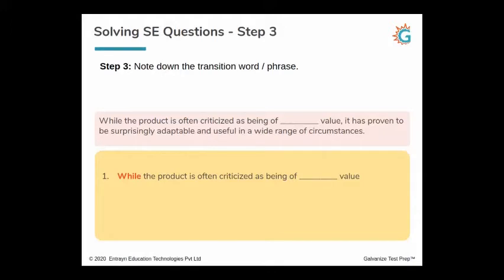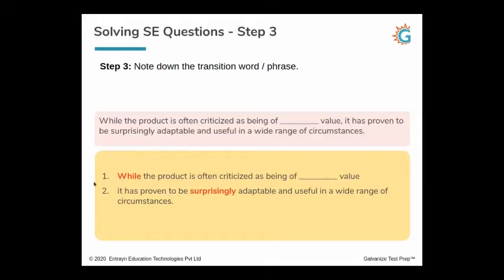Now, while the product is often criticized as being of blank value, there is a contrast word here. It has proven to be surprisingly adaptable and useful in a wide range of circumstances. Now, there is another contrast word here, surprisingly. That is, we were expecting something and we were surprised to find that something else was happening. That's all. You don't have to understand what else is going on in the sentence, just this. While the product is often criticized as being of blank value, but it has proven to be surprisingly adaptable and useful in a wide range of circumstances.